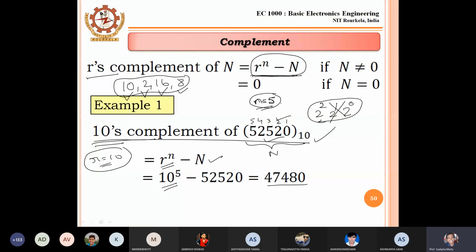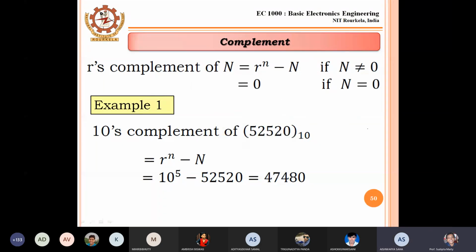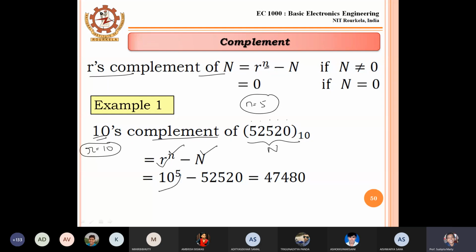R to the power small n minus capital N. For this purpose, I have taken one example. It is tens complement, so here R equal to 10. Now n is the total number of bits: 1, 2, 3, 4, 5. So small n equal to 5. Now we know R, we know small n, we know capital N. Substitute, this is R to the power small n minus N, and you will get this result. Is it clear?